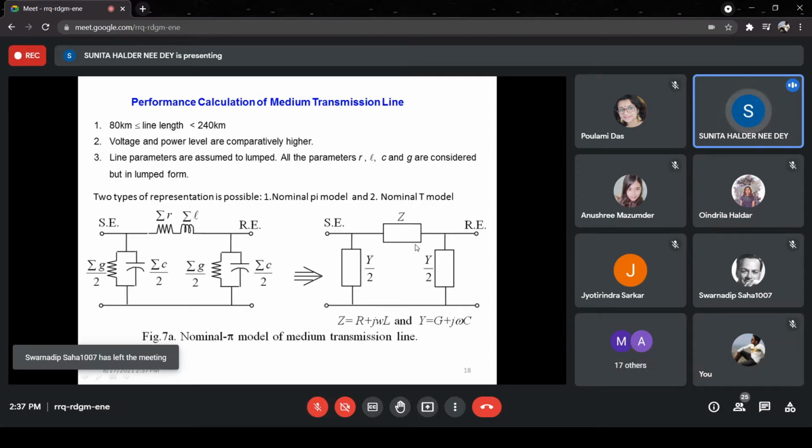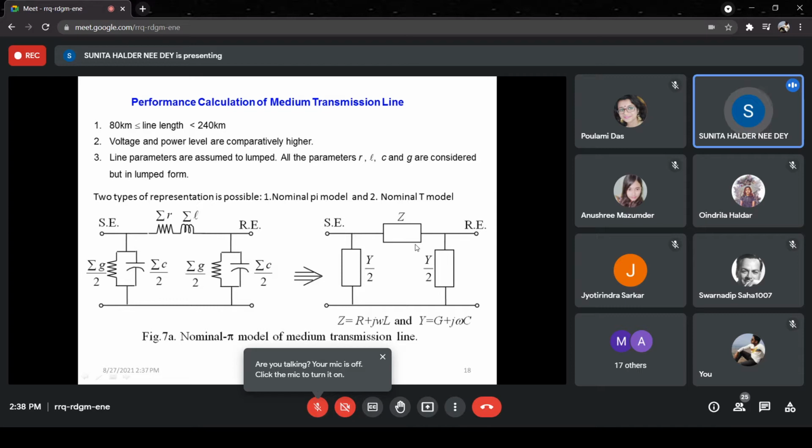Now for the medium transmission line, the line length is between 80 to 240 kilometers, and voltage and power levels are comparatively higher, like 66 kV, 132 kV, 33 kV. So in that case, we cannot neglect the capacitance. But there is very little difference between the distributed effect of the capacitor and the lumped effect of the capacitor. So for ease of representation, we represent the capacitors in lumped form. That means considered at one place, at a particular place.